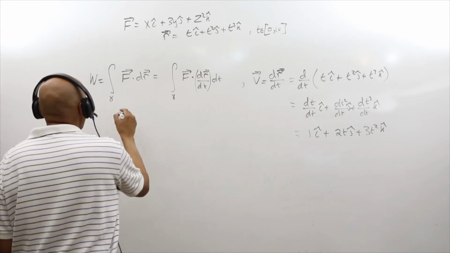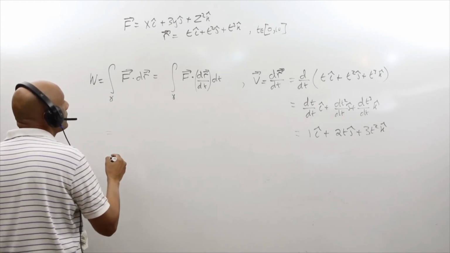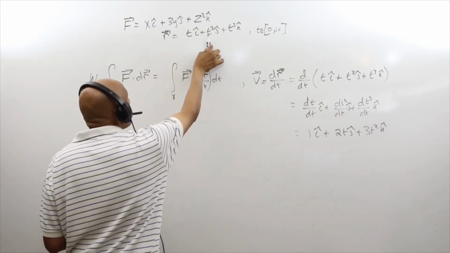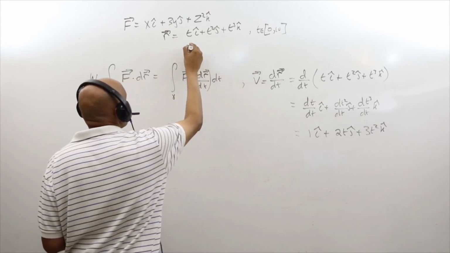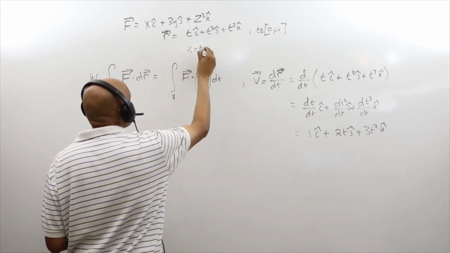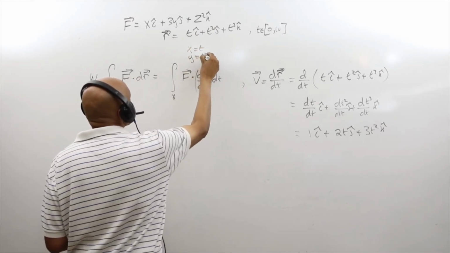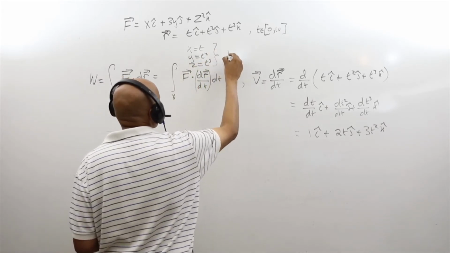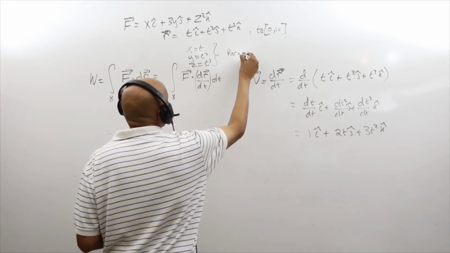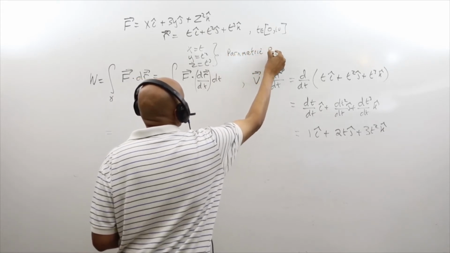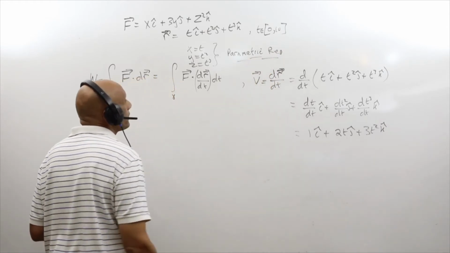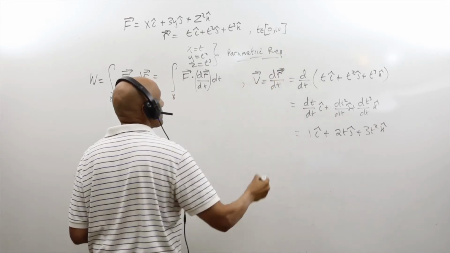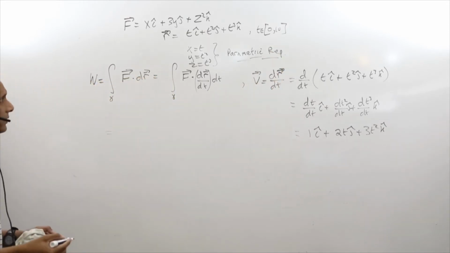So let's continue with this integral. Just to remind you, this is the position of the particle in the x-coordinates, the y-coordinates, and z-coordinates. So I'll just write this to make sure you understand. x is equal to t for the particle, y is equal to t squared, and z is equal to t cubed. And this is the parametric representation of the position of your particle.